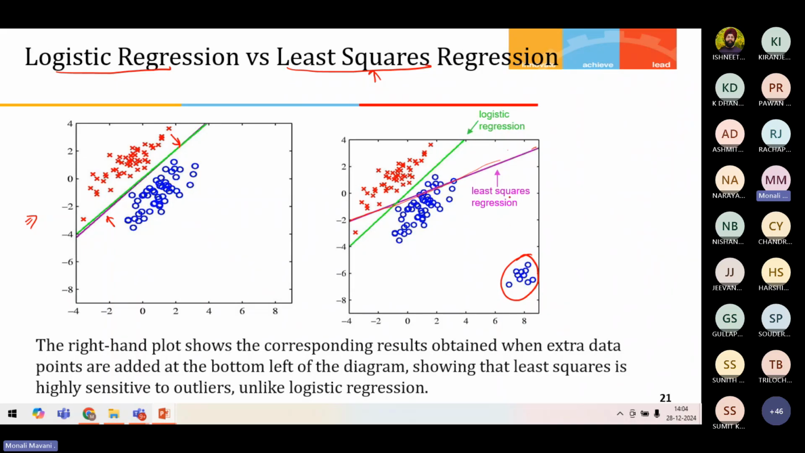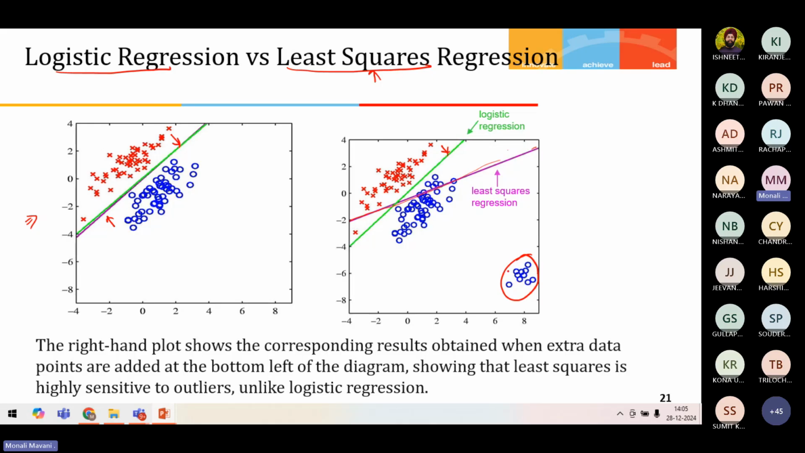So least square regression uses the least square error. It tries to minimize the sum of square error. So whatever additional data points add to that error function, the decision boundary changes. But with logistic regression, addition of these data points doesn't change its decision boundary. For this specific case we are telling, it's not like every time it happens.